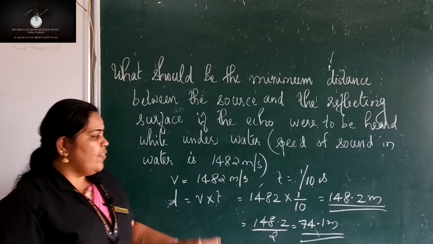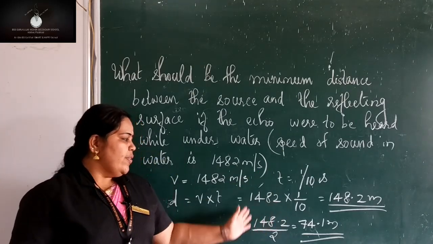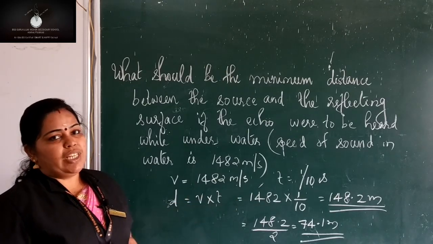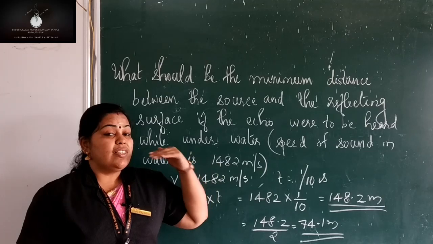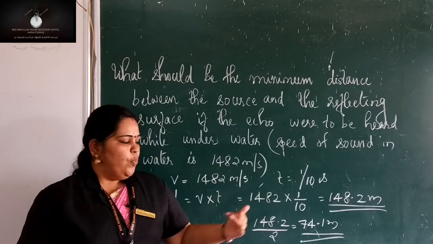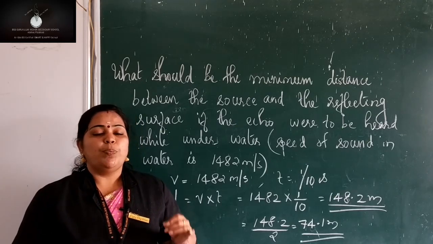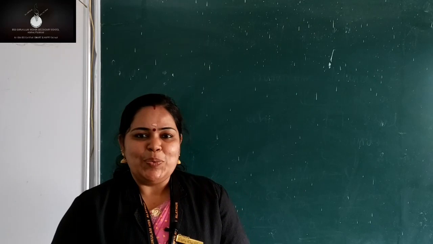So here speed is given and time you have already studied, it is 1 by 10 seconds. So velocity into time, or speed into time, is distance. So we got the answer as 148.2, which is the total distance. The distance to the reflecting surface will be half of that, which is equal to 74.1 meter. Clear? Now let me ask you one question.